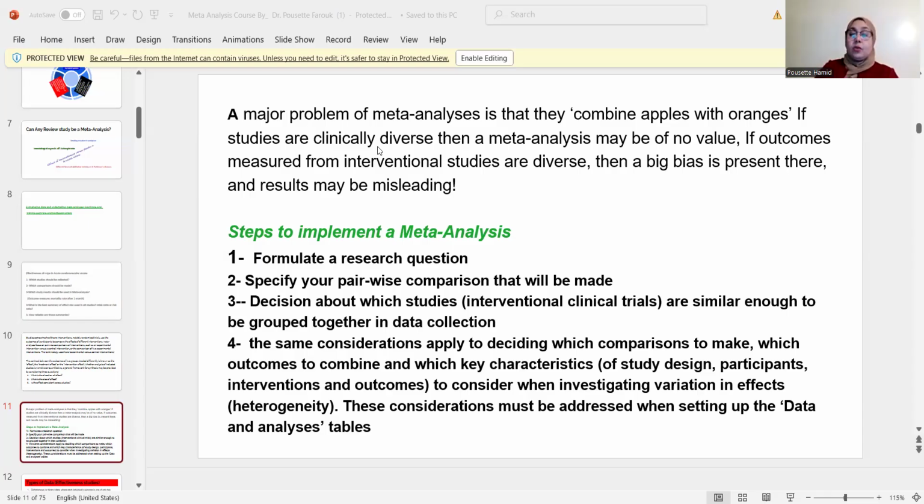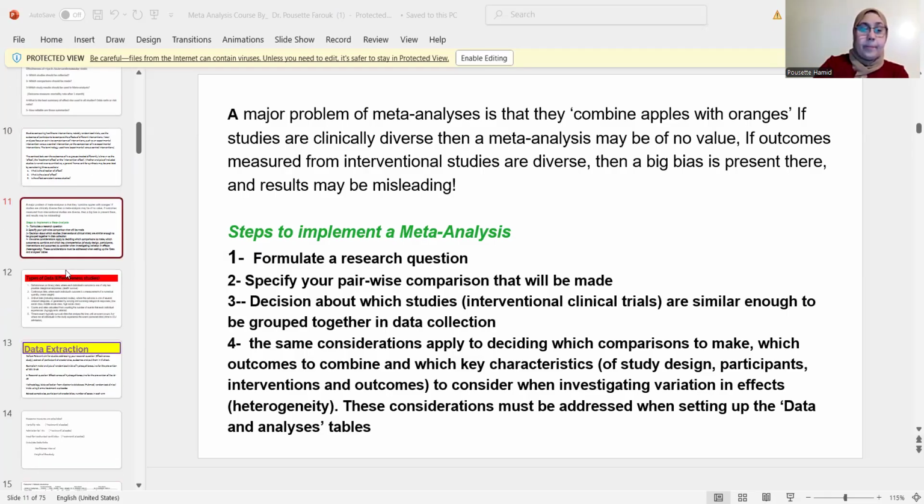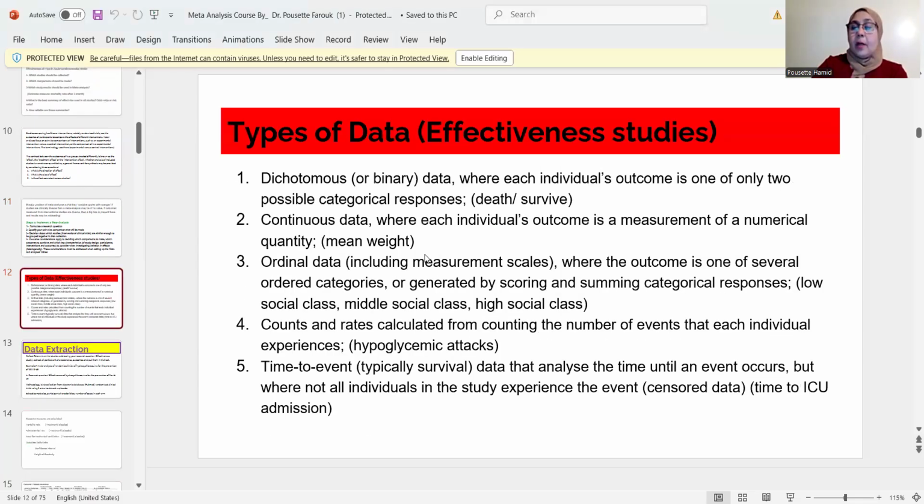This will lead to heterogeneity. We'll talk about heterogeneity later on. We will explain everything about this step by step. This consideration must be addressed when setting up the data tables and analysis tables. Types of data are very important, but I will skip it today because I need to show you something important and we will talk about that next time.